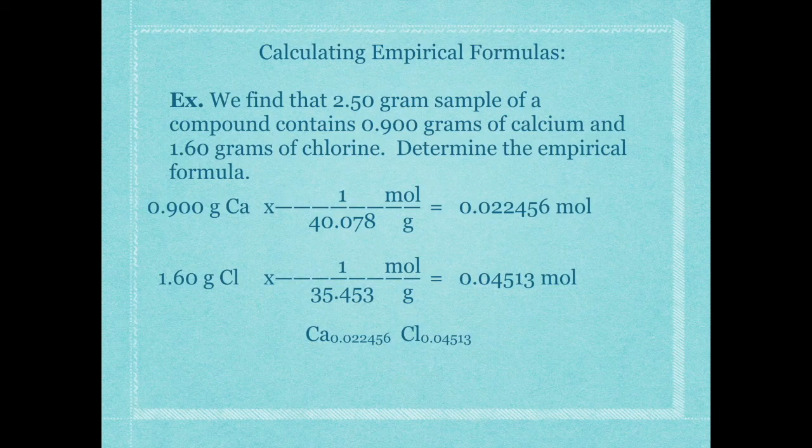Now, that's not actually what you see when you look at a formula. You don't have tiny numbers like that. Well, what we have to keep in mind is that we can actually reduce this. And so what you're going to do now, your final step, is you are going to divide by your smallest number of moles, which in this case is going to be the 0.022. So I'm going to divide both of these by 0.022456. And what I end up getting is calcium, there'd just be 1, so calcium 1, and then Cl, if you divide, you get 2. Okay?